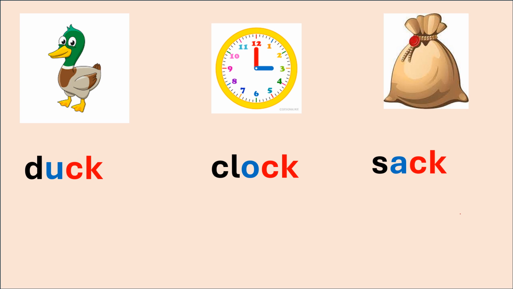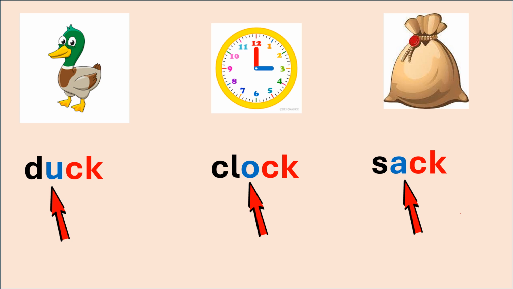So let us look at the letter which comes just before that k sound. It's a U. And I'm sure you remember U is a vowel, and vowels have long sounds and short sounds. So duck, that is the short sound of the letter U. Here we have clock, the short sound of the letter O. And then we have sack, the short sound of the letter A.